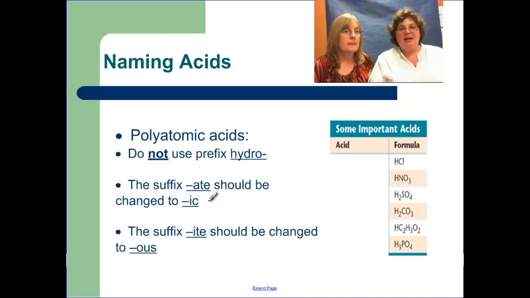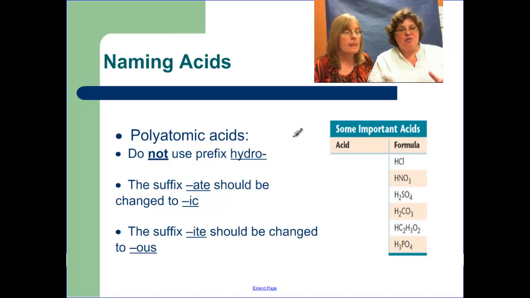We would say instead of sulfate, we would say sulfuric. We would call it sulfuric acid. So, for instance, we'll check these in just a minute to see what these are going to be. And then if it ends in ITE, so sulfite, if there was a hydrogen with the sulfite ion, we would call it sulfurous acid. Sulfurous and sulfuric.